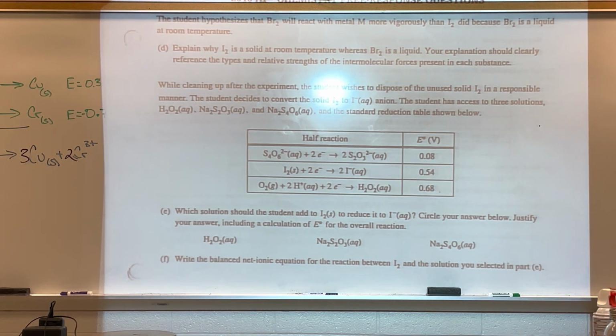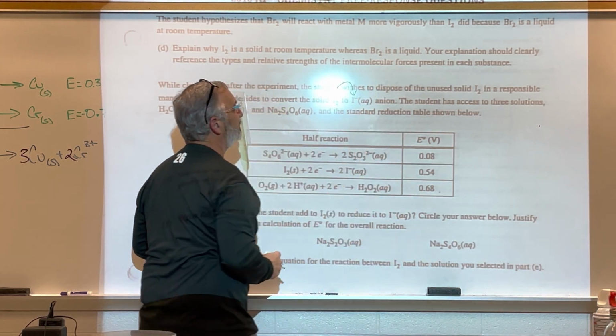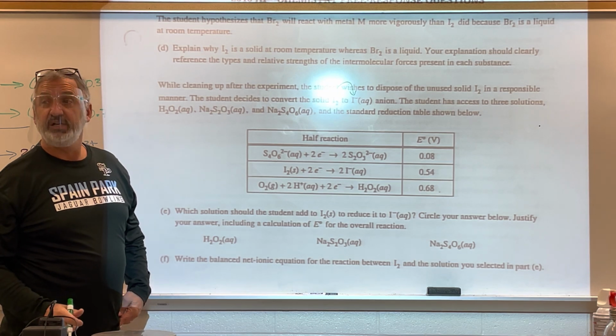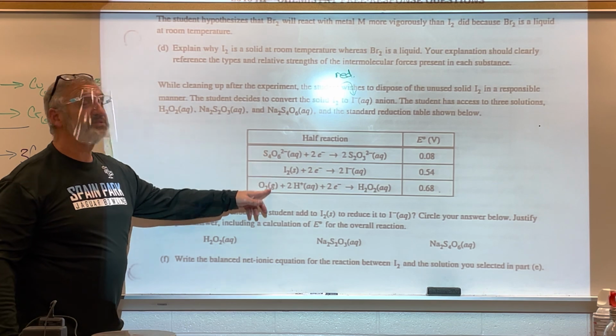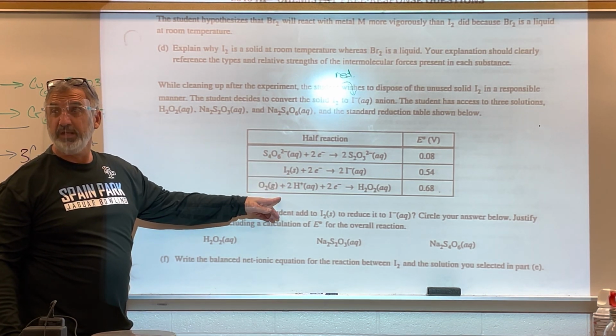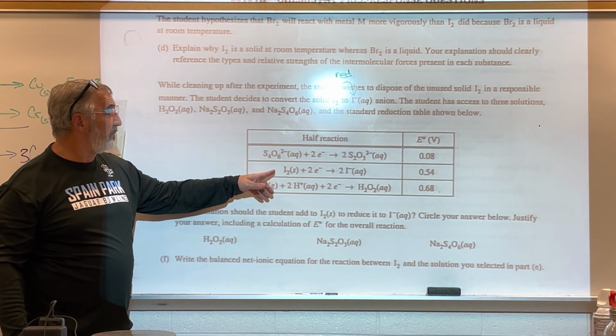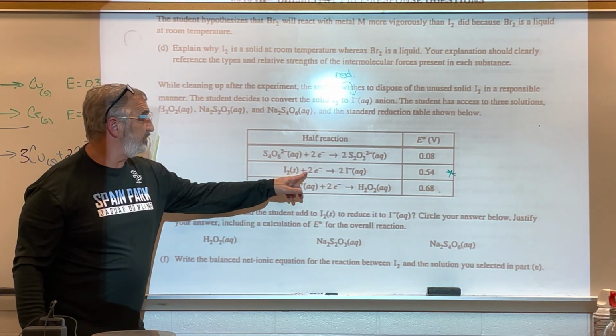While cleaning up after the experiment, the student wishes to dispose of the unused iodine in a responsible manner. The student decides to convert solid I2 to I- ion. So is this going to be the oxidation or reduction to go from there to there? It's being reduced, right? So what does that mean in terms of the voltage here? Does it need to be the more positive or the less positive voltage? It needs to be more positive, okay? So here's the reduction potential for I2 going to I-.